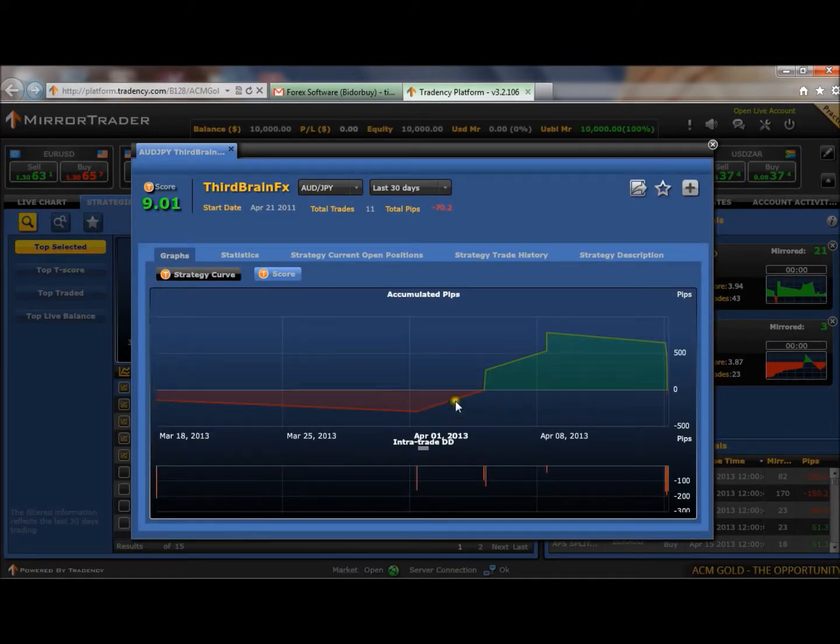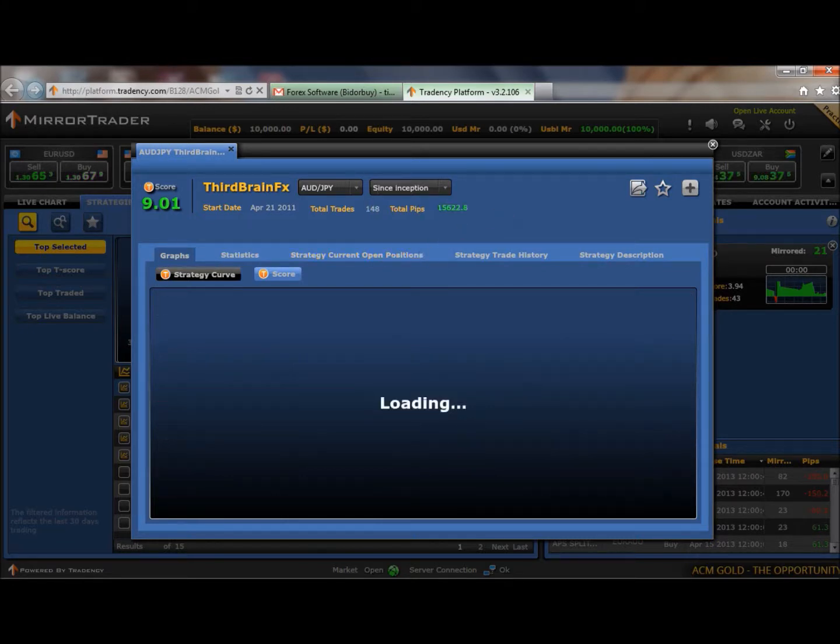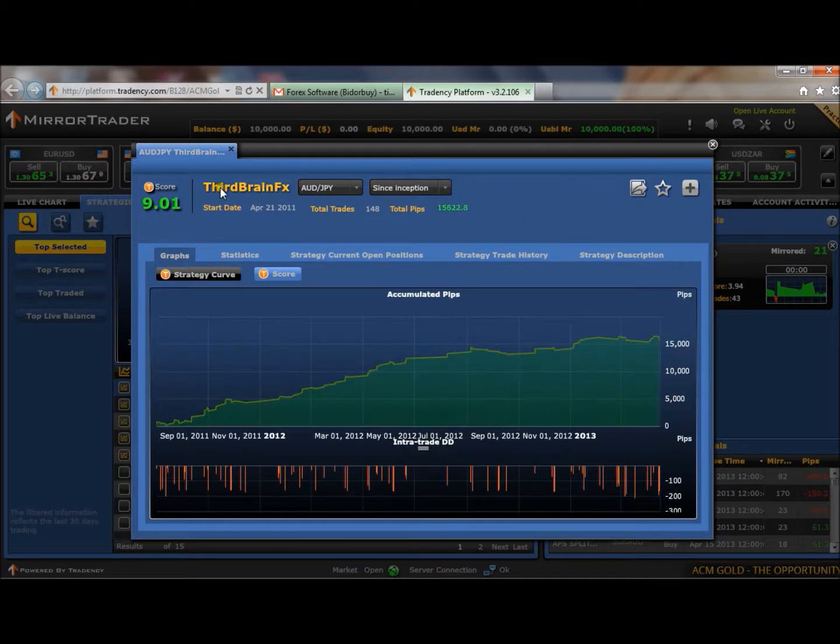and you'll see a new window opens. Third Brain FX, it shows you the currency pair that you've chosen, and next to that it shows the last 30 days. You want to change this because we want to see how this guy has been trading for much longer than just 30 days. If you click on the arrow, you can go down to since inception, and you'll do this with every single trader. So remember that. This will be the default page, and then you just change your time frame to since inception.